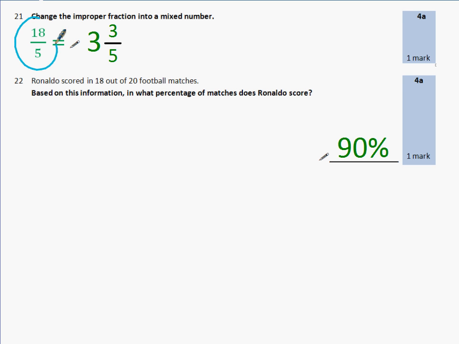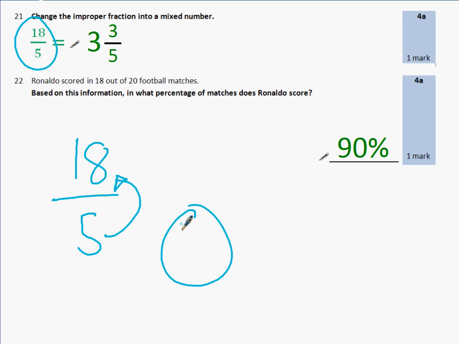Change this improper fraction into a mixed number, 18 over 5. So you ask yourself, how many times does 5 go into the top number? How many times does the bottom number go into the top number? The reason why is because if something is cut into fifths, then it takes 5 fifths to make one whole. And we've got 18 fifths to play with. So we can make one whole out of 18 fifths.